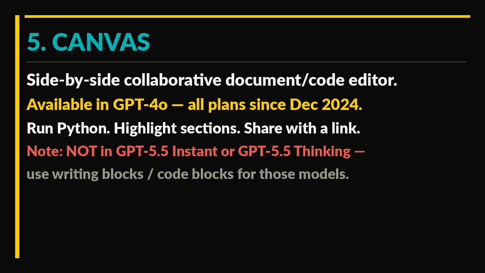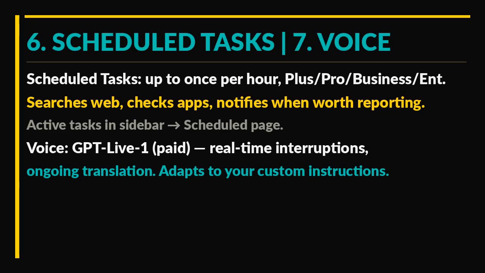Step 7. Voice mode with GPT Live 1. The current voice engine is GPT Live 1 for paid users. It supports real-time interruptions, ongoing language translation. Ask it to translate between 2 languages, and it keeps translating until you tell it to stop. On paid plans, voice adapts to your custom instructions for speaking speed, tone, and length.